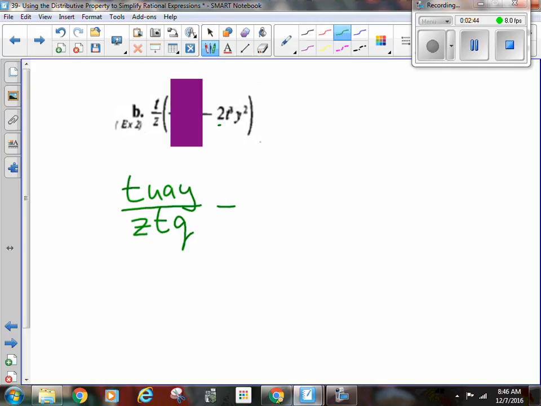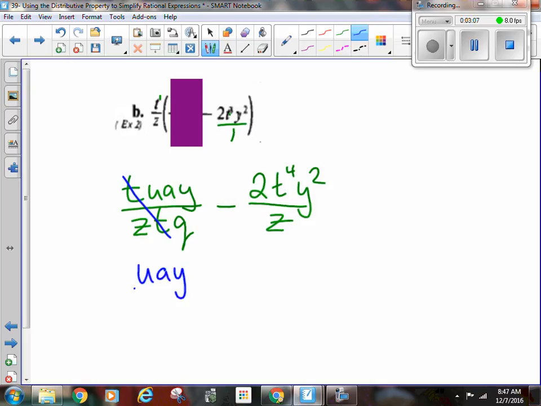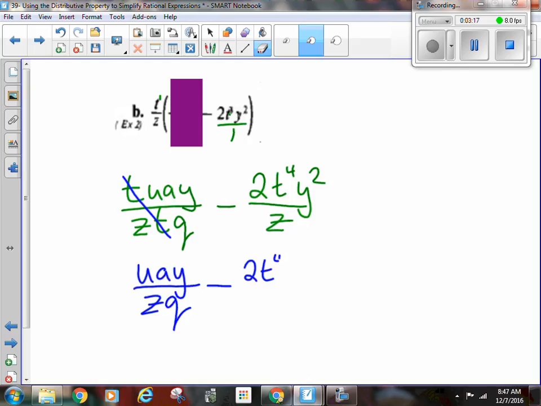All right, now this is really in the numerator, and I have it over 1. So I have t to the third, and I have a t to the first. So that gives me t to the fourth, and I have my y squared. Now on the bottom, I just end up with a z. Okay, so now we're going to look at each of the terms and see if there's anything I can simplify, and I can actually cancel out my t's. So I end up with u, a, y over z, q. None of those are the same, so I can't cancel. In my second term, I don't have any of the same variables, so I can't cancel. So I'm just going to leave it as is.